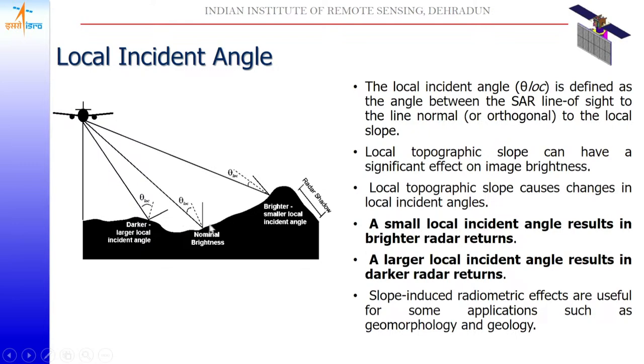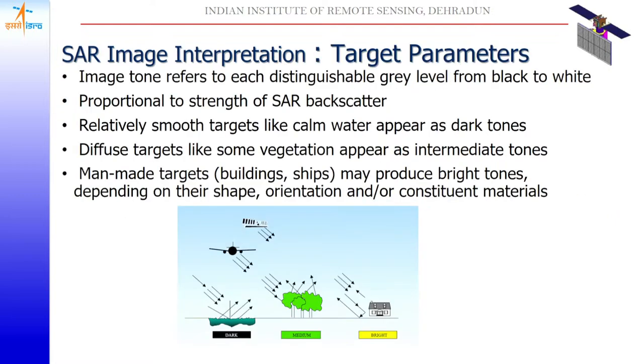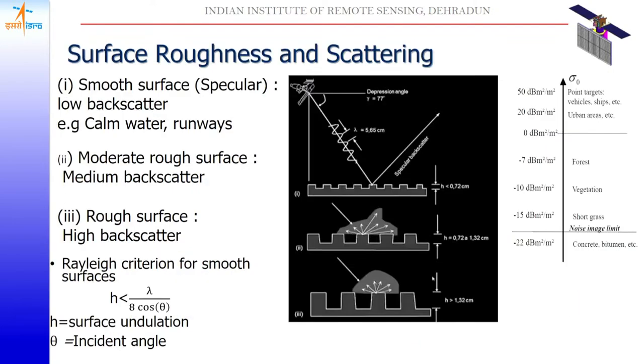When there is terrain, as the terrain increases, the slope will increase, and the local incident angle will decrease. When this local incident angle decreases, we have higher backscatter. So mountainous areas will appear as very bright returns. The local incident angle due to the terrain slope will also increase the backscatter energy.